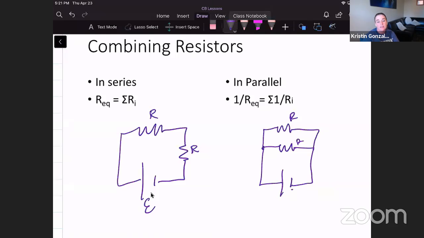So here we have a series circuit. How do we know it's a series circuit? Because if my current goes through one resistor, it has to go through the other resistor. It's a one-lane road, nowhere else for that current to go, no junctions, no branches. So if this is a series circuit and I want to find the total resistance, the rule is we add up all the individual resistors.